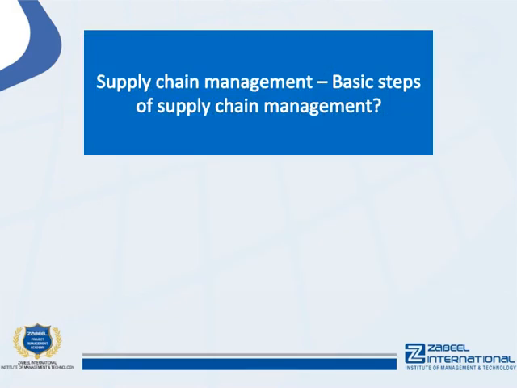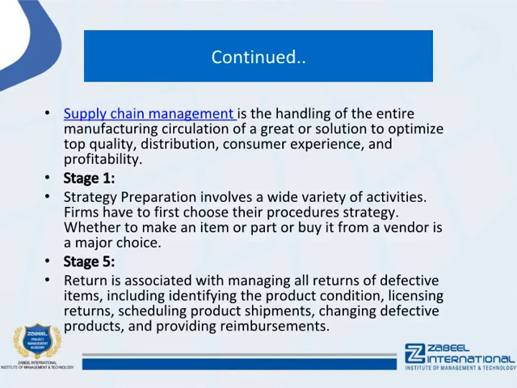Supply chain management, basic steps of supply chain management. Supply chain management is the handling of the entire manufacturing circulation of a good or service to optimize quality, distribution, customer experience, and profitability. Stage 1. Strategy preparation involves a wide variety of activities.